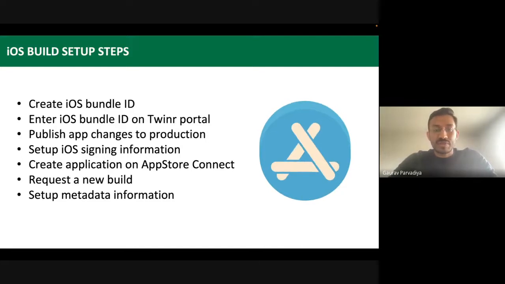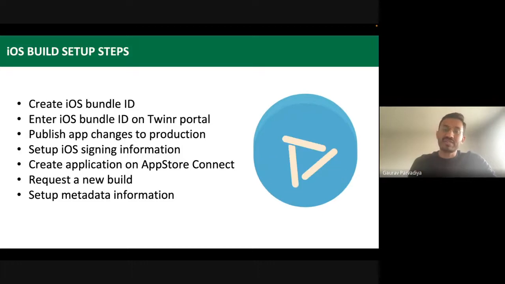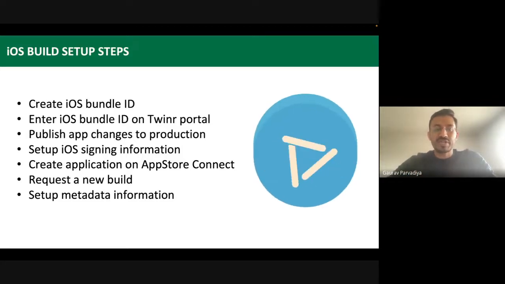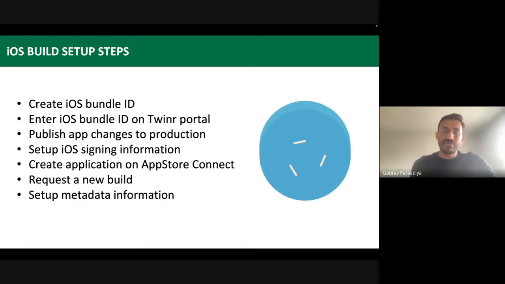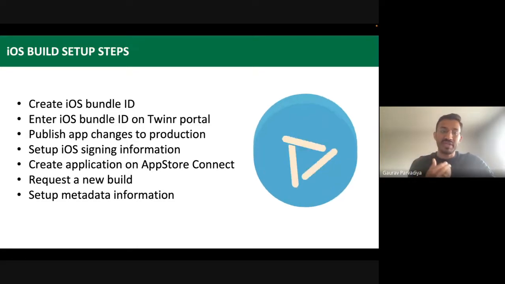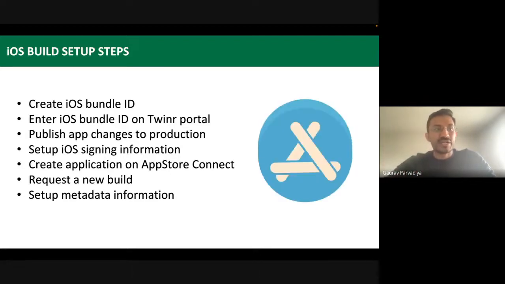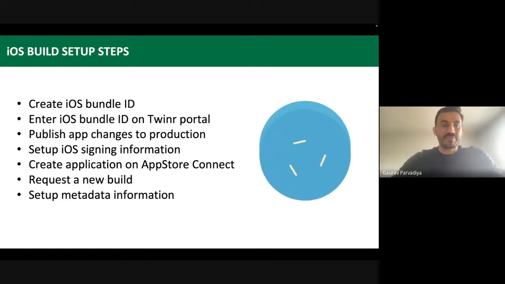Then create the application on App Store Connect, because we directly submit your application to your TestFlight account. So this is a required step again, right? And then you can request a new build. Once it is completed, it will give you an IPA file if you want to use it. Otherwise, by default, we will automatically submit your application to your App Store Connect account, which you can later submit for review as well. And the last step is to set up your metadata information like application information, screenshots, and everything.